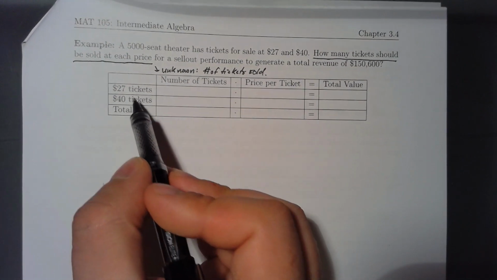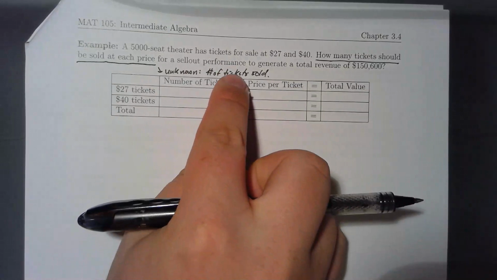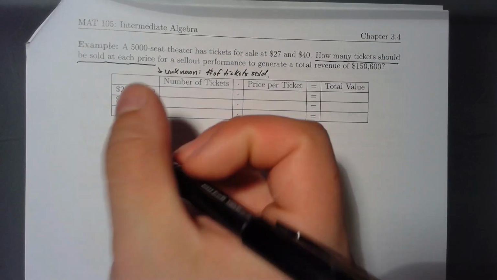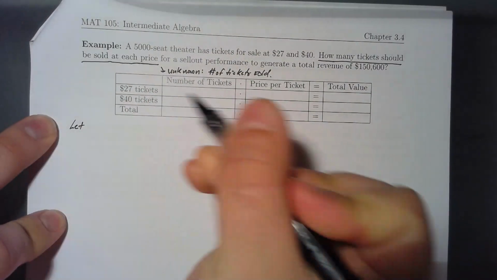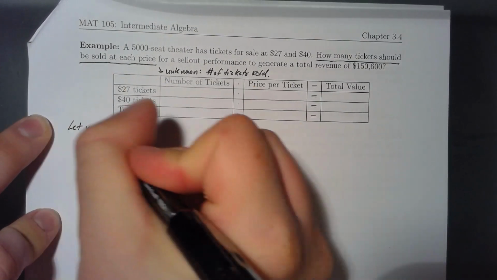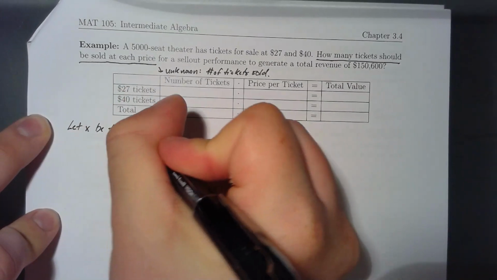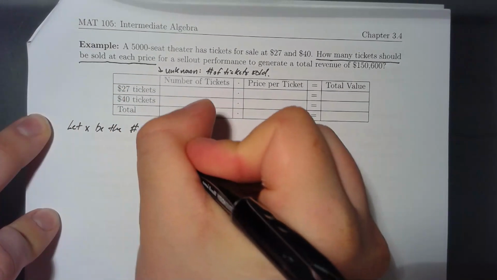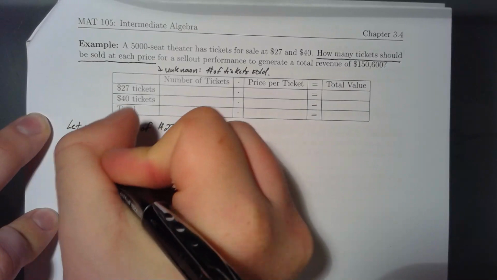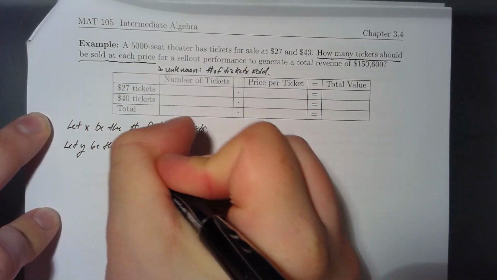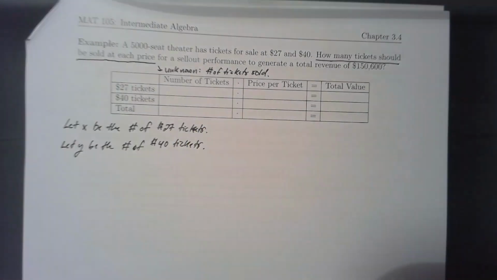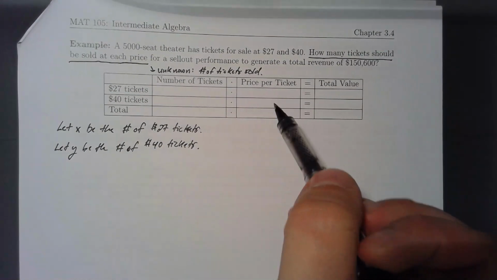So I have two different types of tickets. So I'm going to define the number of tickets for each type with a variable. I'll just use X and Y. I'm going to let X be the number of $27 tickets. I'm going to let Y be the number of $40 tickets. So now that I know that, fill it in.